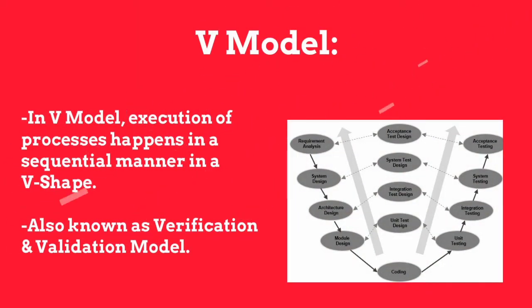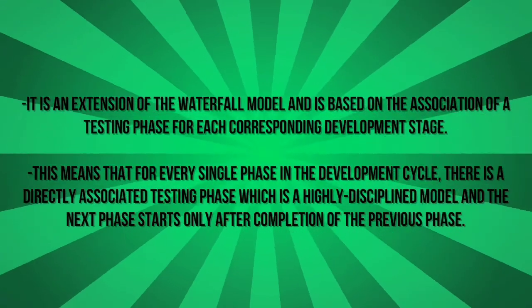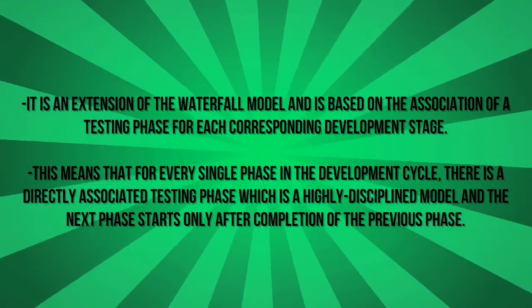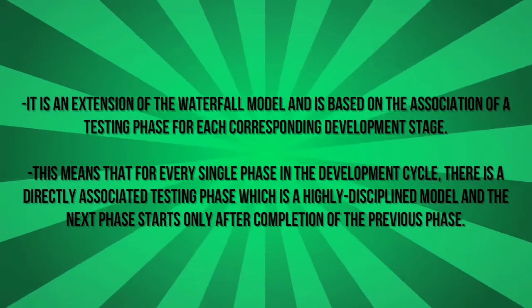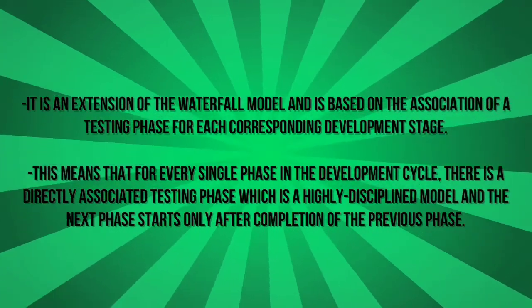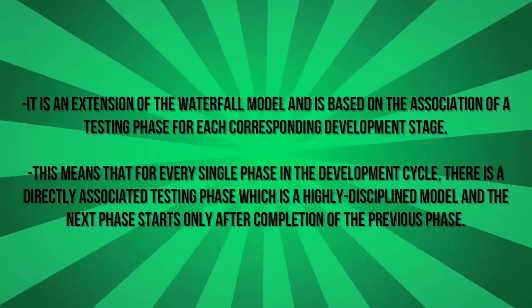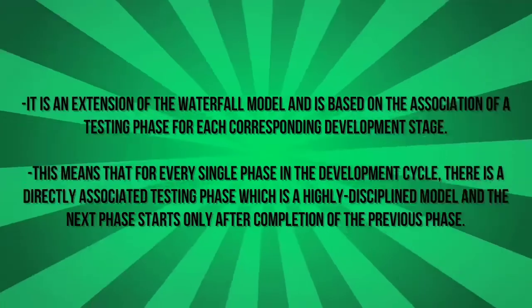V model. In the V model, execution of processes happens in a sequential manner in a V shape. It is also known as the verification and validation model. It is an extension of the waterfall model and is based on the association of a testing phase for each corresponding development phase. This means that for every single phase in the development cycle, there is a directly associated testing phase. It is a highly disciplined model, and the next phase starts only after the completion of the previous phase.